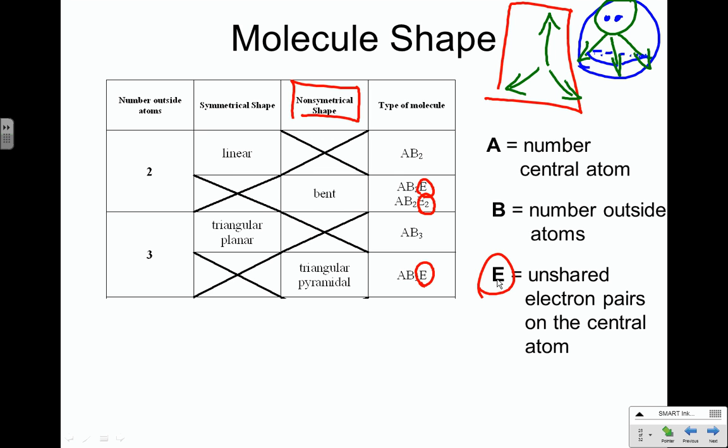So as you do these, if you're good spatially and you start to see it, you don't need the ABE situation. But if you're not quite sure what it is, use the A, B's, and E's. It will always tell you the right answer, as long as you know how to write the A, B, E, and your electron dot is correct.